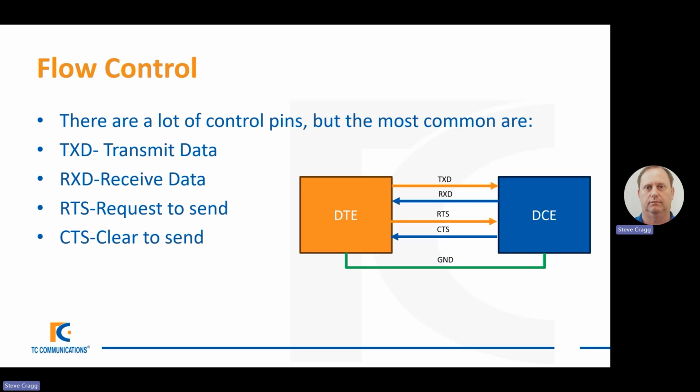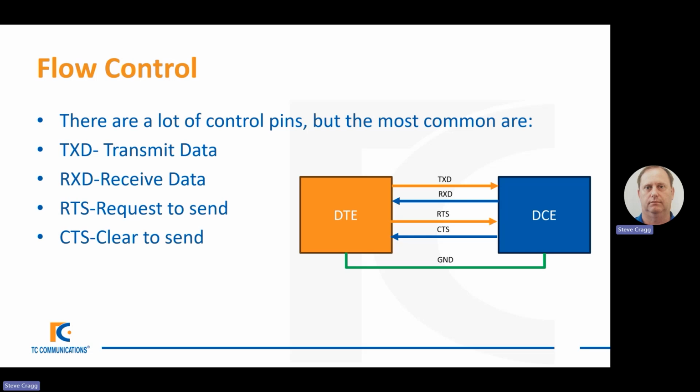Now, flow control. Original devices were lacking in processing power, so it was quite common that you would start sending data from one device to the other, and the receiving device couldn't keep up with the amount of data coming in. So flow control was put in. This is shown here. Let's say the DTE device is transmitting to the DCE device over the TX data line.